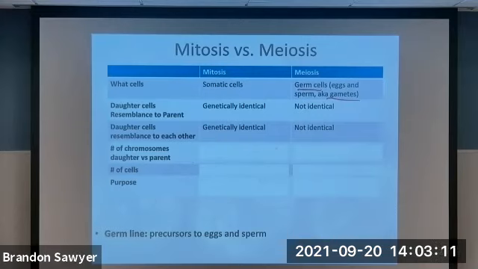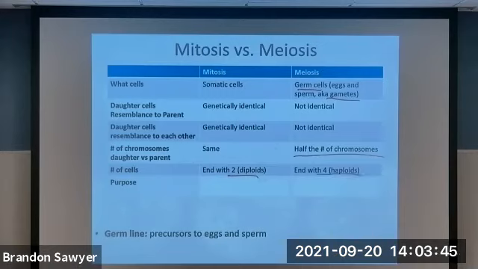Number of chromosomes in daughter versus parent. They're going to be the same, both going to be 46 chromosomes in the somatic cells. In the gametes, it's going to be half, 23 total chromosomes. Number of cells that you end up with: 2, known as diploids, which are the ones that have the full set of 46 chromosomes. Then in meiosis, you end up with haploids, which means they have half the number of chromosomes, and there's 4 of them instead of 2.